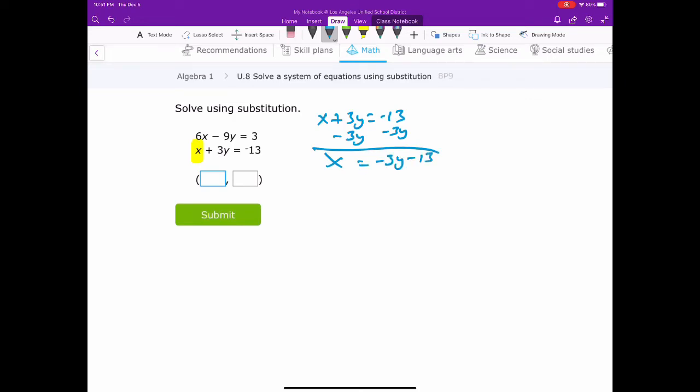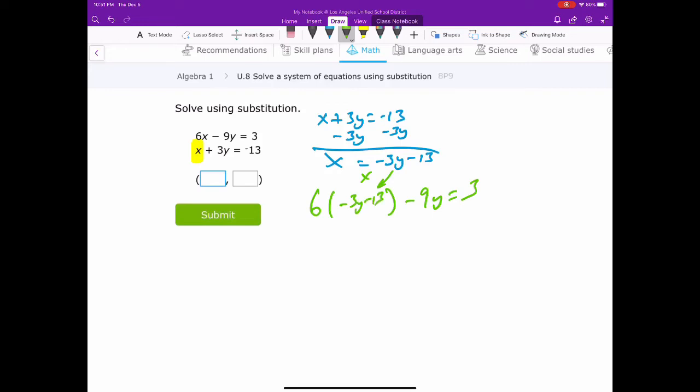And now this problem was a little different than our other problems. We oftentimes solve for y, but x was alone here. So let's just use that fact. x is negative 3y minus 13. So 6x minus 9y is equal to 3, and x is equal to negative 3y minus 13.